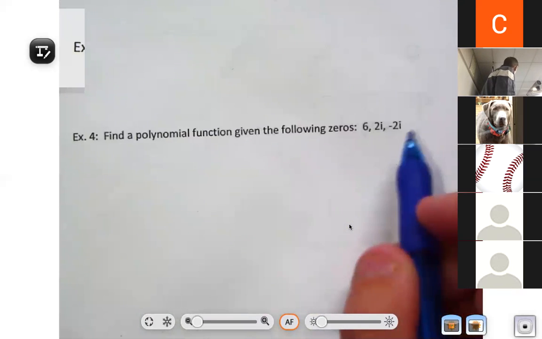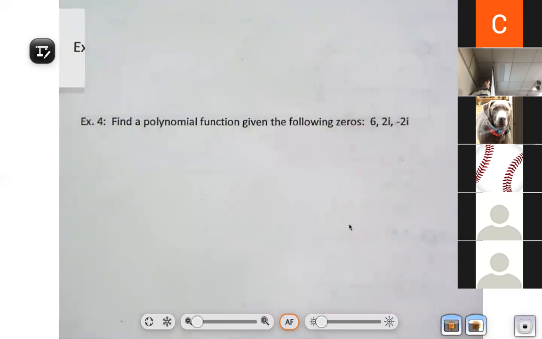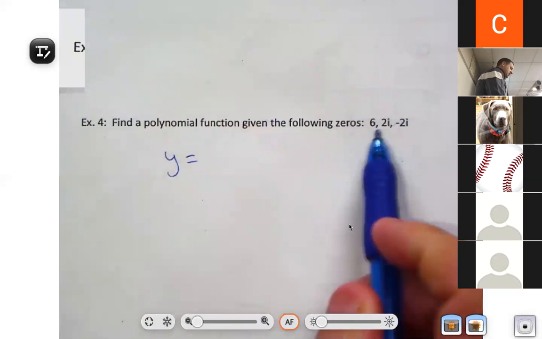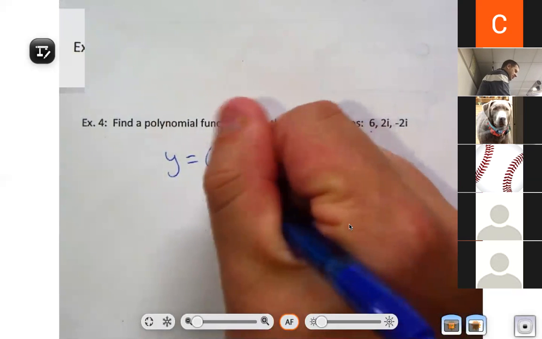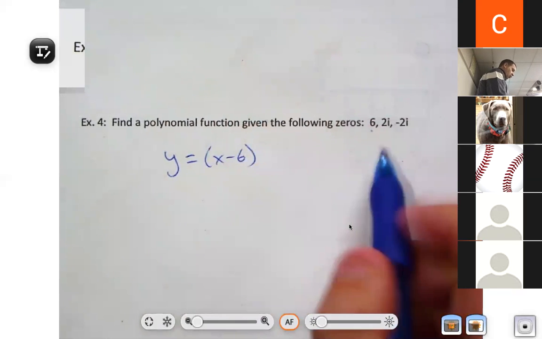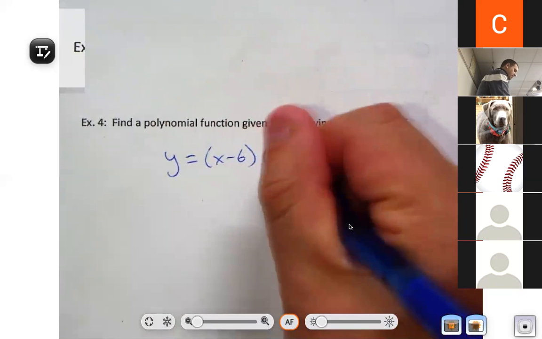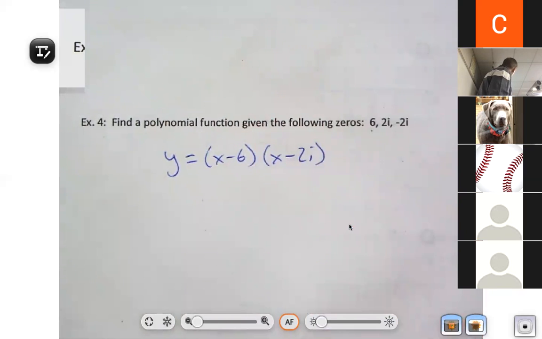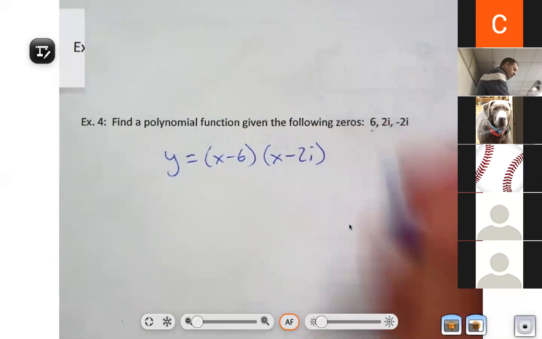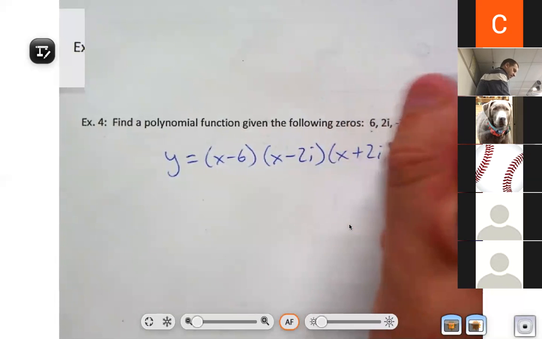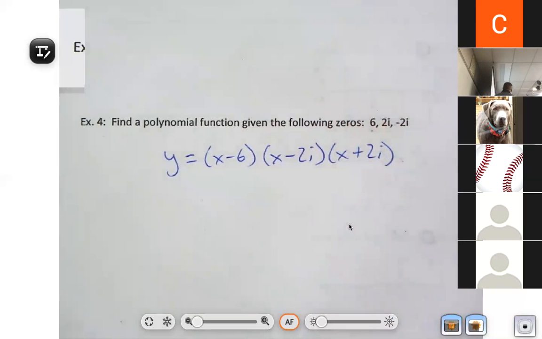So we need to turn our solutions into their corresponding factors and then multiply it all out. So our function would have been y equals, and then we know if 6 is an answer, it's always minus, then x minus 6 was a factor. If 2i is a solution, then x minus 2i is a factor. And if -2i is a solution, then x minus -2i is a factor, but we just write x plus 2i. And then we just multiply these three things together in any way you want to.